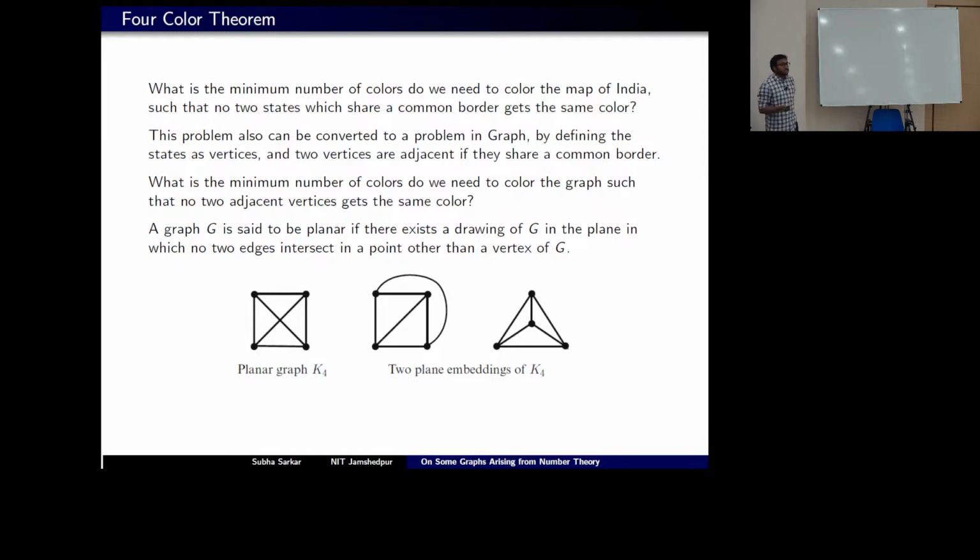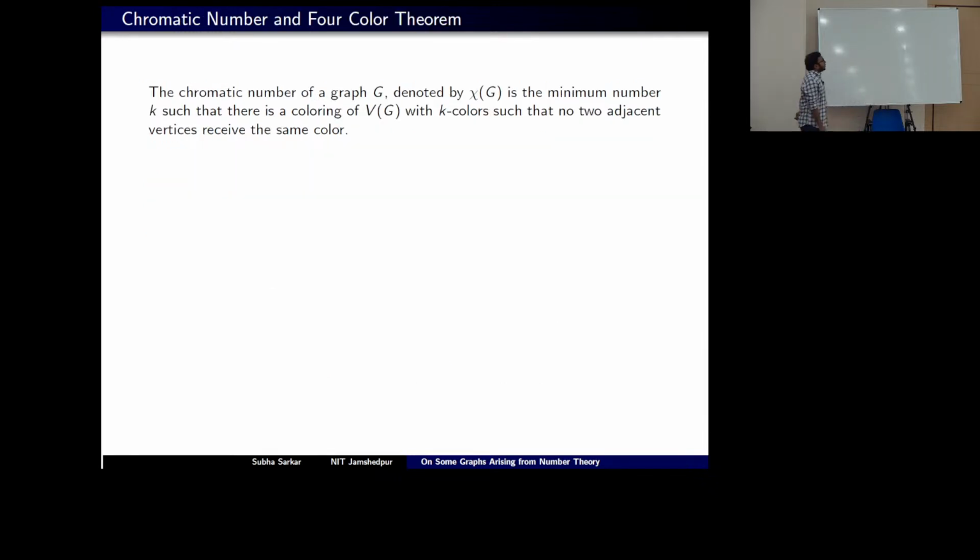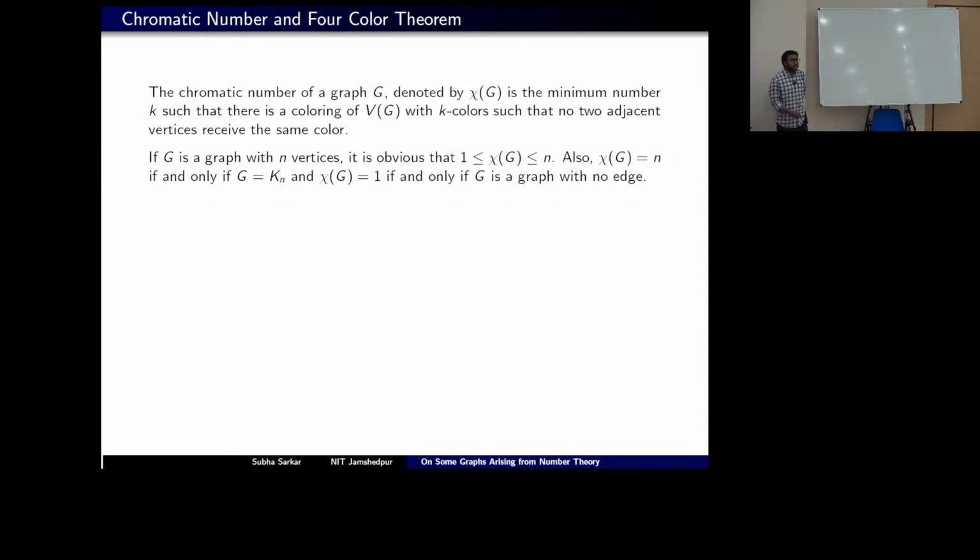Now our problem becomes: what is the minimum number of colors we require to color a planar graph such that no two adjacent vertices get the same color, to solve this 4-color theorem, or rather the 4-color conjecture, as I should say now. Now we can define a number, the chromatic number. This is the minimum number of colors k we require to color the vertices such that no two adjacent vertices get the same color, and this number we denote by chi of G. Therefore if the number of vertices is equal to n, we have chi of G less than or equal to n, because we need at most n colors if the number of vertices is equal to n.